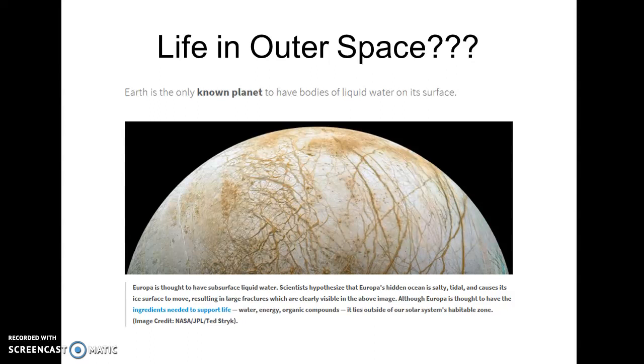So why are they looking for water on other planets? That's because life requires water. If we can find water on another planet, possibly that planet could support life. Water is essential for life to exist. Without it, no organism could exist. So even though this isn't a chemistry class, understanding the properties of water is important to understanding life.